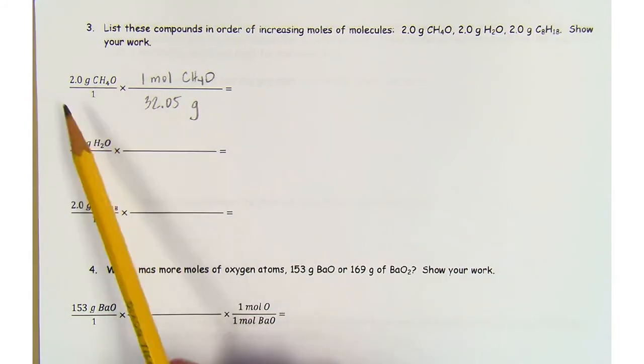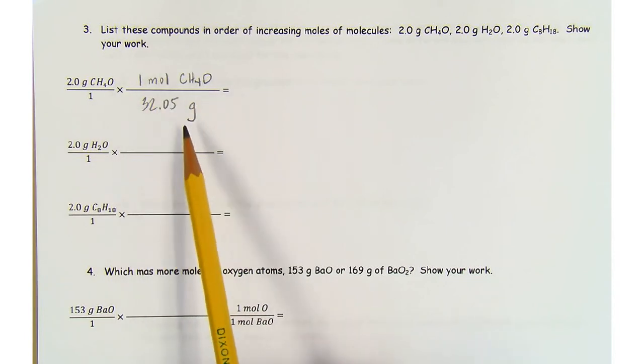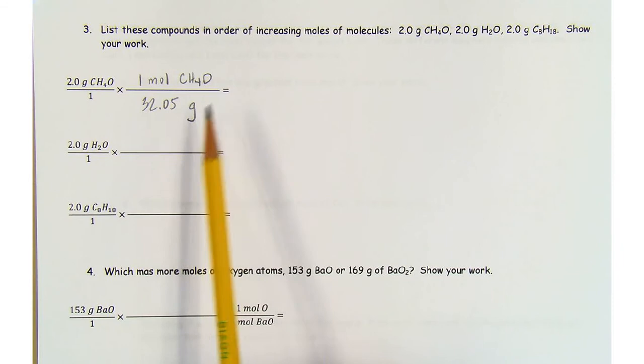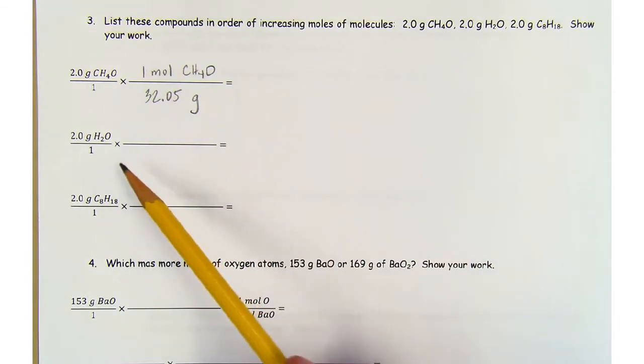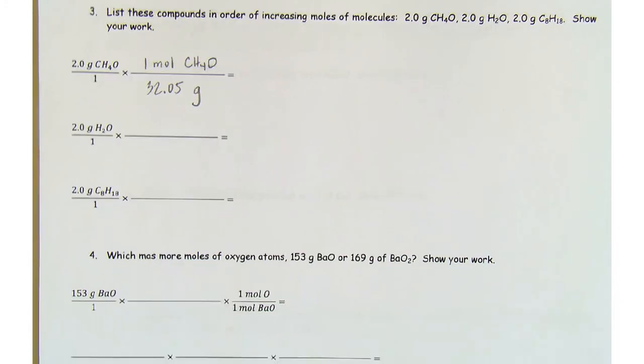So I start off with what was given in the problem, put it over 1, and then you'll have to fill in the molar mass. So in 1 mole of CH4O, there are 32.05 grams, and do that math out. Repeat for H2O and C8H18, and then you'll be able to rank them from smallest to largest. That's increasing.